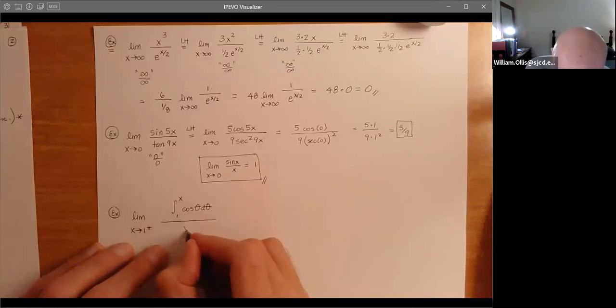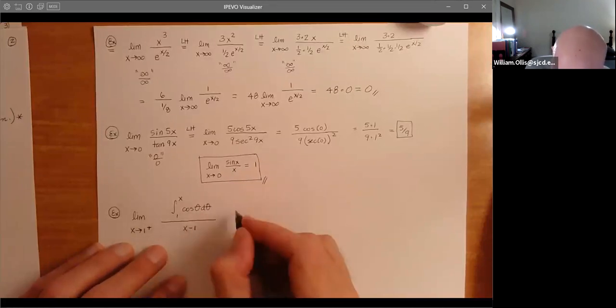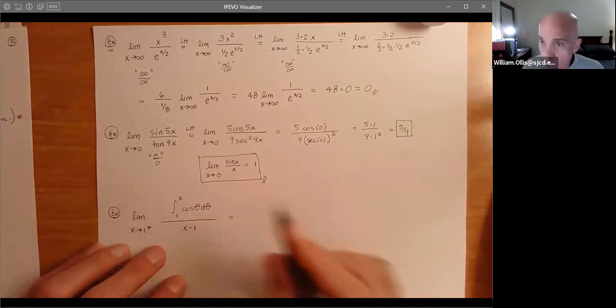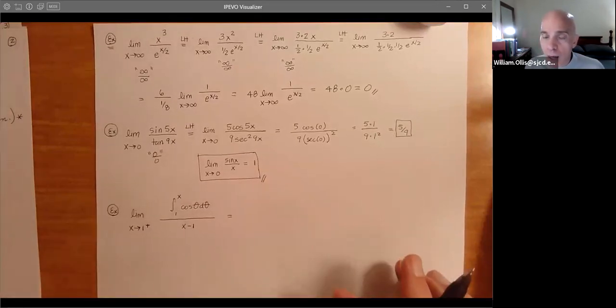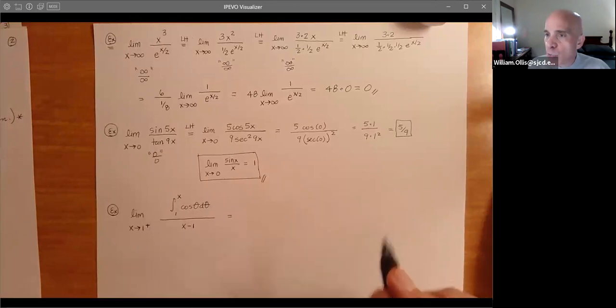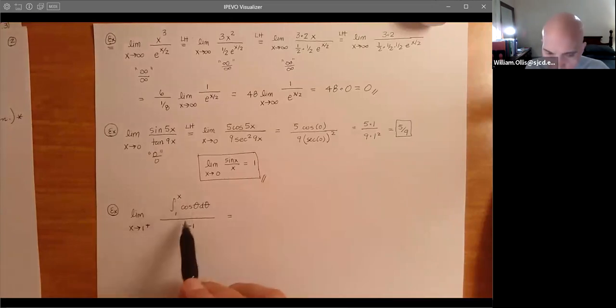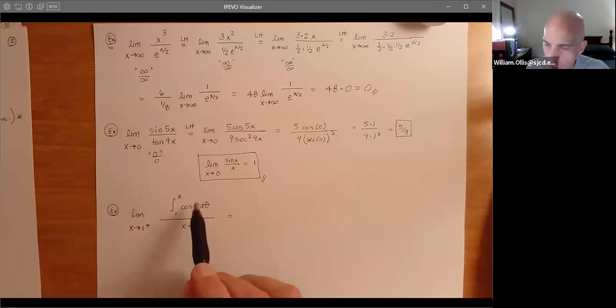And downstairs we have x minus 1. So this was also a problem that you did in Calculus 1, utilizing techniques when you were talking about Riemann integration. So this kind of revisits that concept. So when you look at this, you're thinking, well, that's interesting, I need the fundamental theorem of calculus to do this problem.